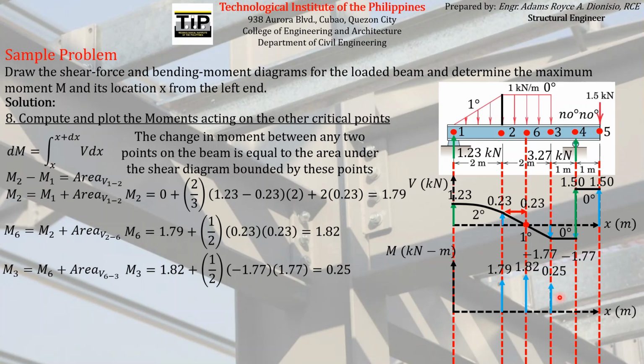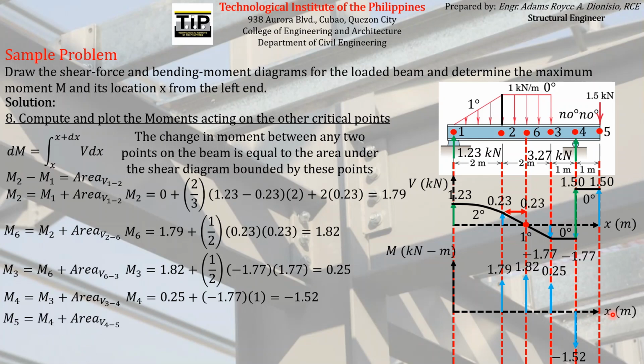Furthermore, the bending moment at point 4 is just again the same analogy as this. Substituting corresponding values, we will see that the bending moment at point 4 is negative 1.52, meaning if we plot that, that must be below the horizontal axis because it is negative. Lastly, the bending moment at point 5, again, using the same analogy, will be equal to 0.